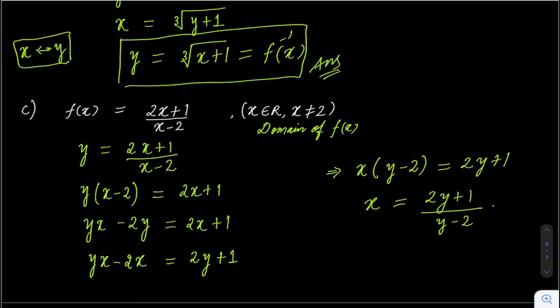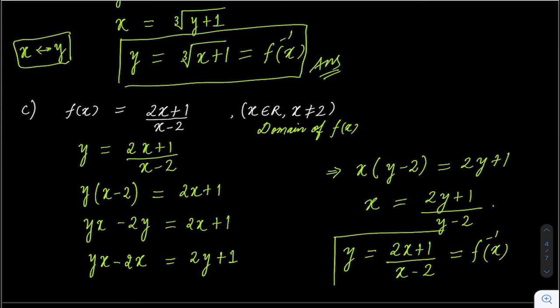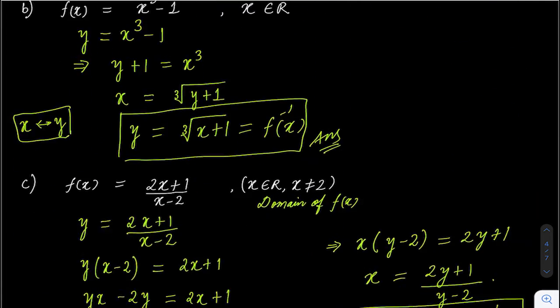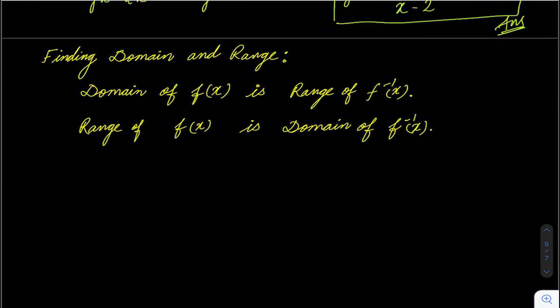Now once I have the x value, I will interchange x and y, and I will say y is equal to 2x plus 1 over x minus 2, and this is nothing but our inverse of f. This is our answer. That's it. Only two steps are there. Very simple. Okay, now let's move on to the second part of this video.